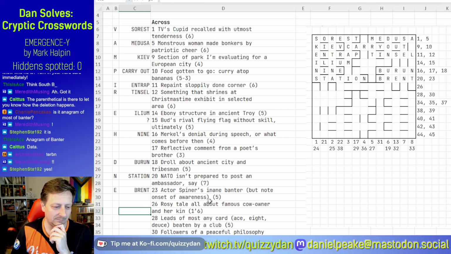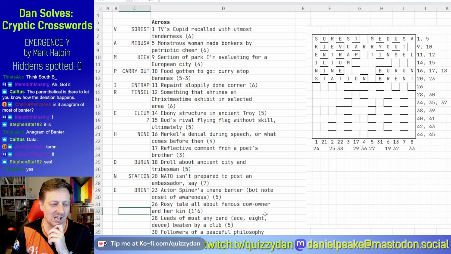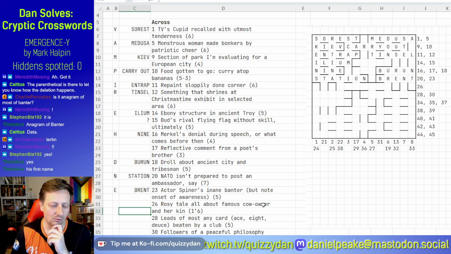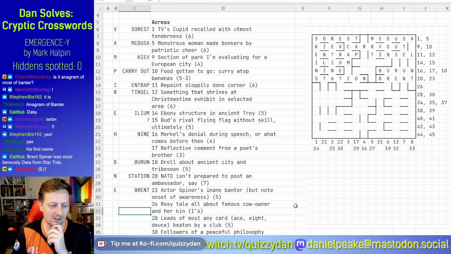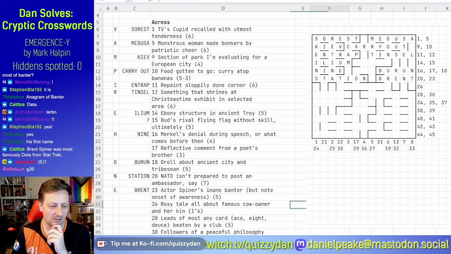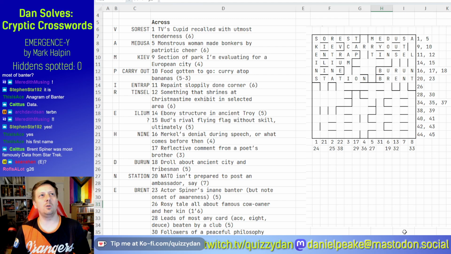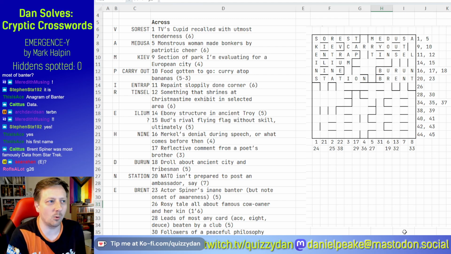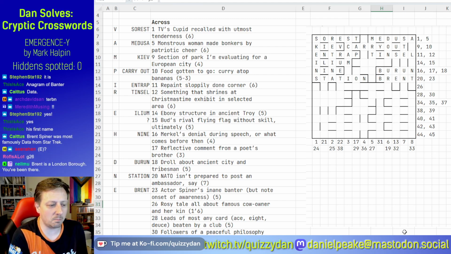Rosy tale all about famous cow owner and her kin. So who famously has owned a cow? Jack, as in Jack and the Beanstalk.